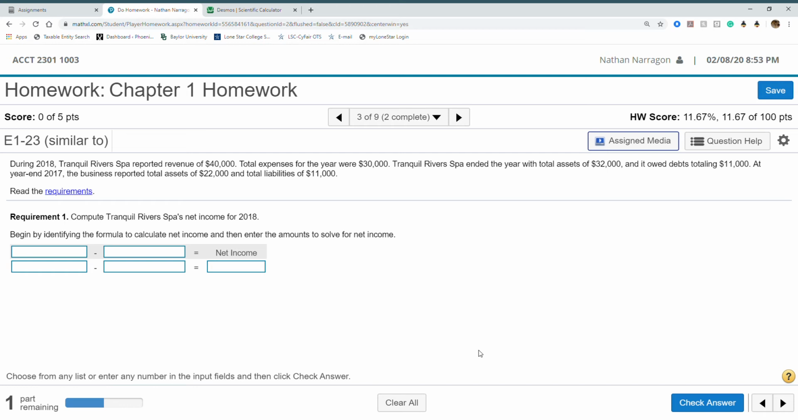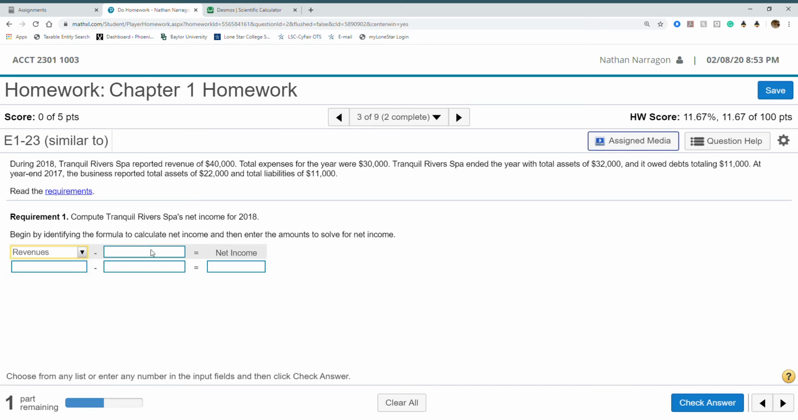Let's see. Tranquil River Spa reported revenue of $40,000. Total expenses of the year were $30,000. Tranquil River Spa end of the year total assets of $32,000. It owes debts totaling $11,000. In that year in 2017, the business reported total assets of $22,000 and total liabilities of $11,000. Begin by identifying the formula to calculate net income and enter the amounts to solve for net income.